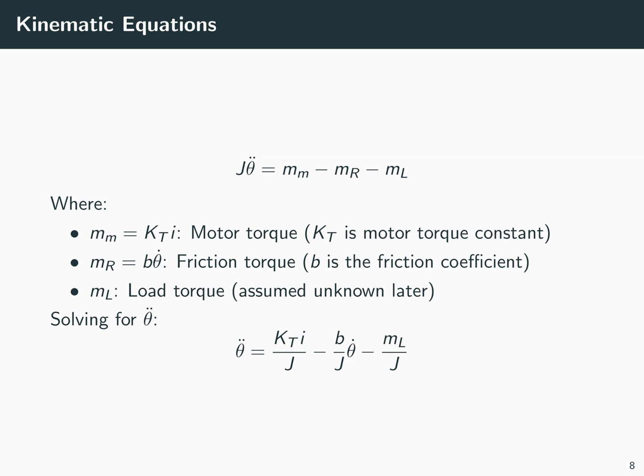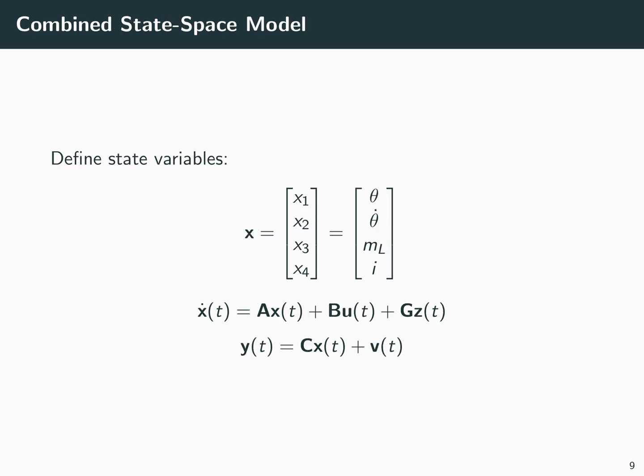The friction torque is proportional to the angular velocity, with M_R equal to the coefficient B times theta dot. The load torque M_L is assumed to be zero if the motor operates without a payload, but we will later consider it as an unknown quantity. Solving for the angular acceleration theta double dot, we obtain a second-order differential equation. By combining the electrical and kinematic differential equations, we can form a comprehensive state-space model of the DC motor.